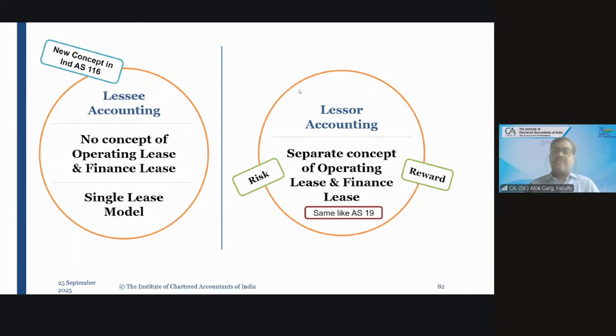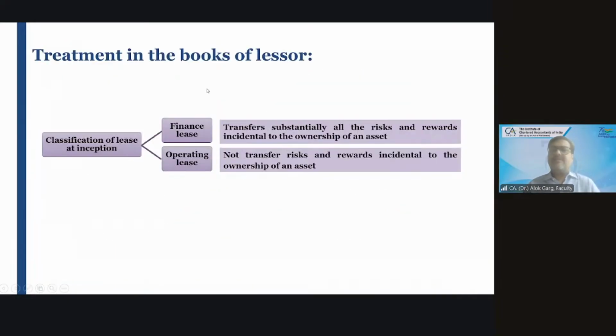Okay. So in case of lessor accounting, the concept of operating lease and finance lease exist. So what is an operating lease and a finance lease? Basically, in an operating lease, the risk and reward incidental to the ownership of an asset has not been transferred. But in a finance lease, the risk and reward incidental to ownership of the asset has been transferred.